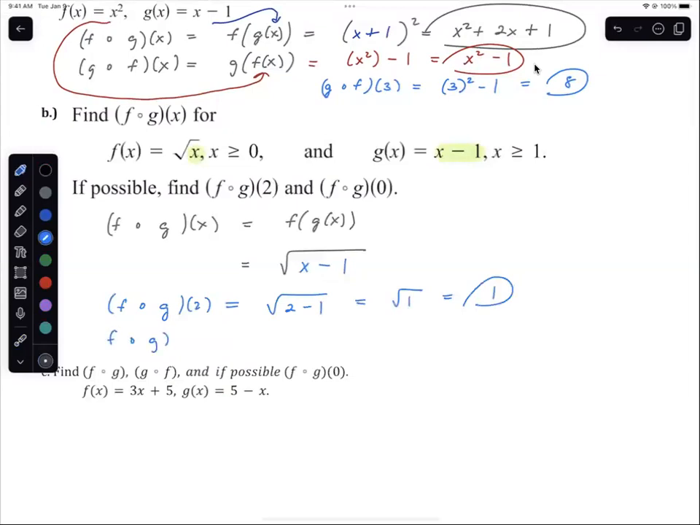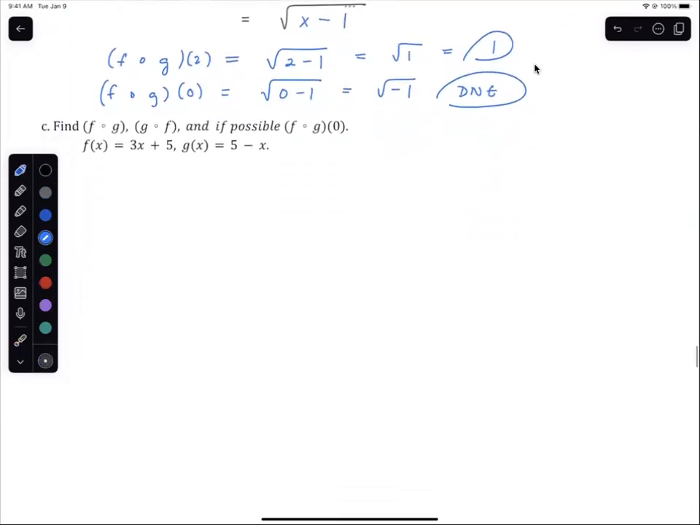f composed with g of 0 is going to be the square root of 0 minus 1, which is the square root of negative 1. Now, I know that in previous classes you've learned that this is i, but we're working in the real numbers right now. So the square root of negative 1 does not exist. So this is not possible because it doesn't exist.